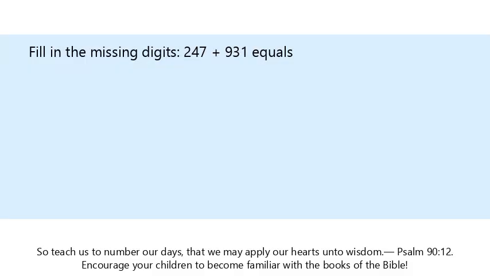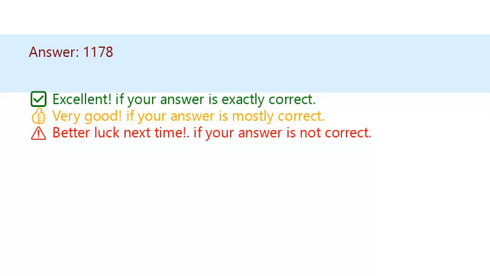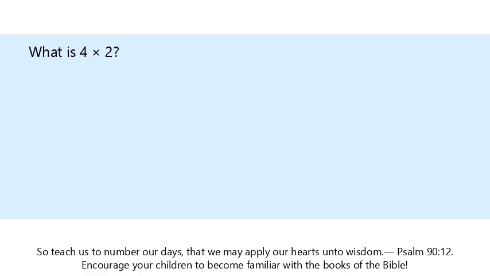Fill in the missing digits. 247 plus 931 equals. Answer: 1178. What is 4 times 2?